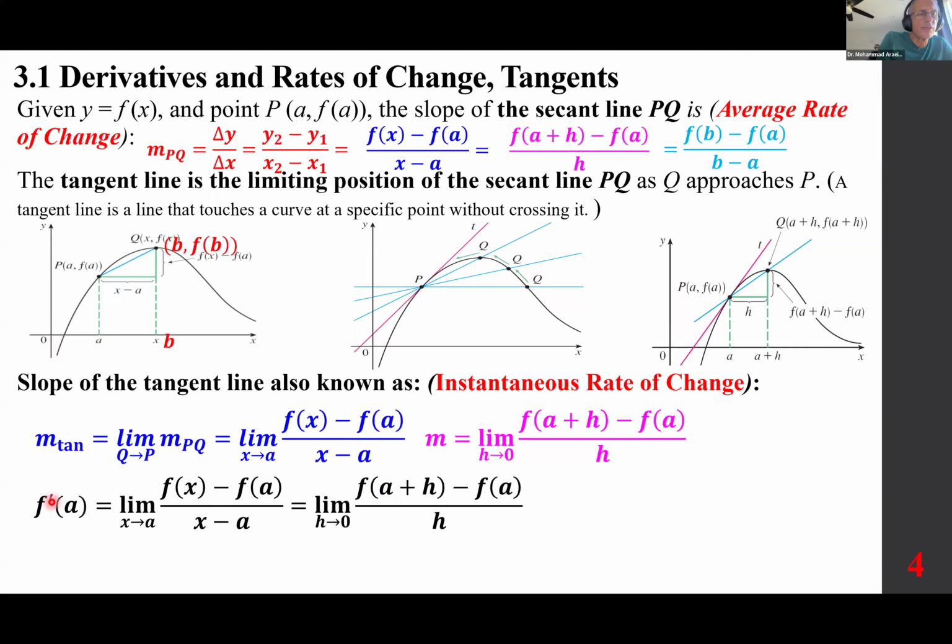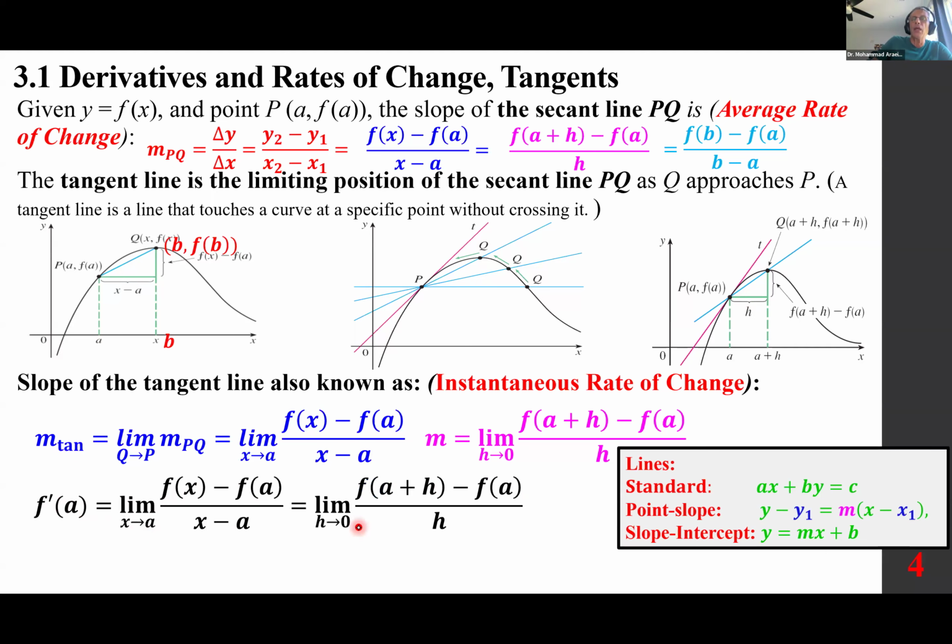M of the tangent line, or f prime of a, is the limit of f of x minus f of a over x minus a as x approaches a, or the limit of f of a plus h minus f of a over h as h approaches 0. Now, we remember that in order to find the equation of a line, there are three different ways. Standard form, ax plus by equals c. Point slope, y minus y1 equals m times x minus x1. And slope intercept form, y equals mx plus b.